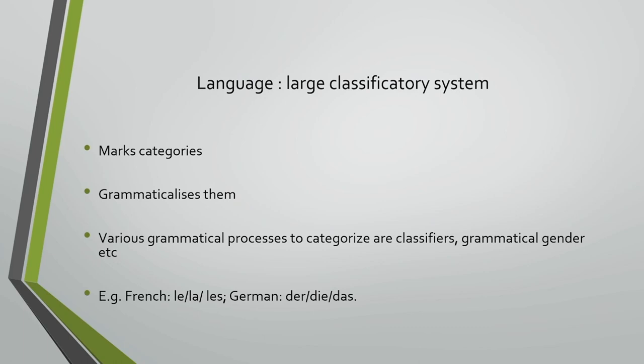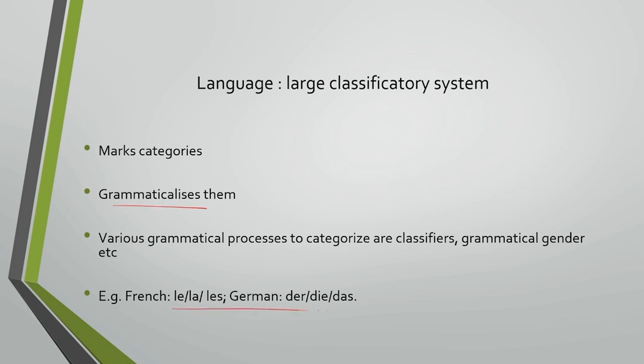So, language is a large classificatory system. Language itself helps create categories. We have already seen the category of gender, number, object categorization in module 2. Then we will now see the category of classifiers and how classifiers are also dependent on the understanding of frame. So, language makes categories and then grammaticalizes them.